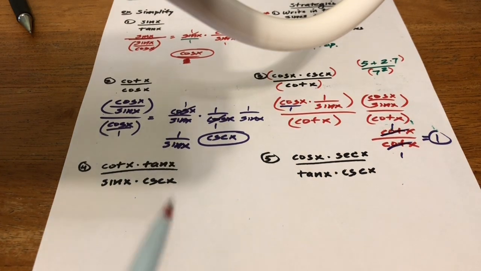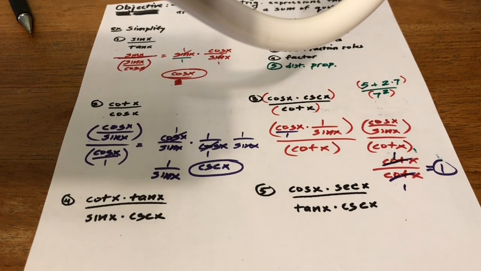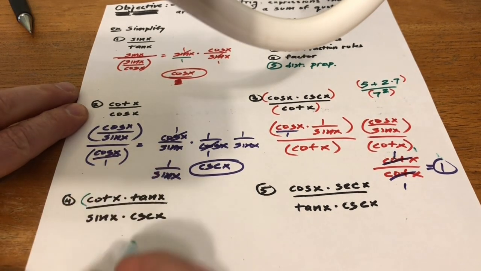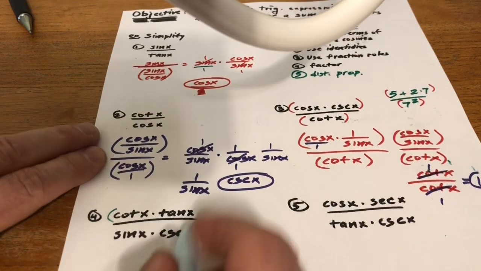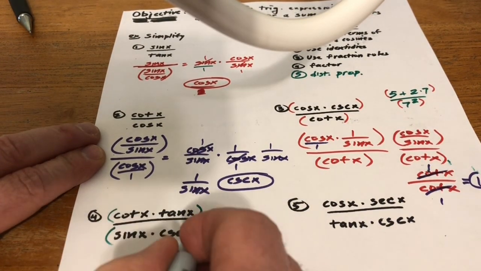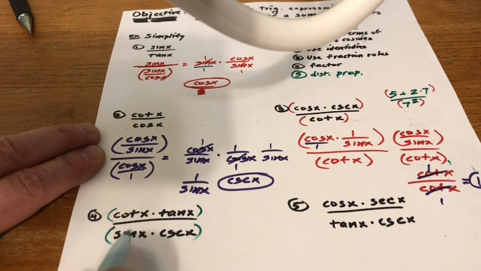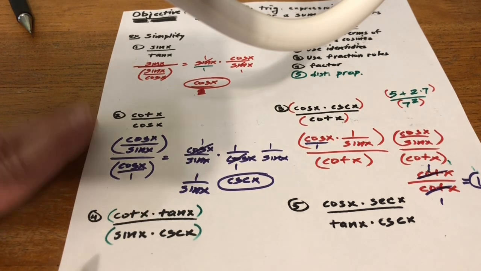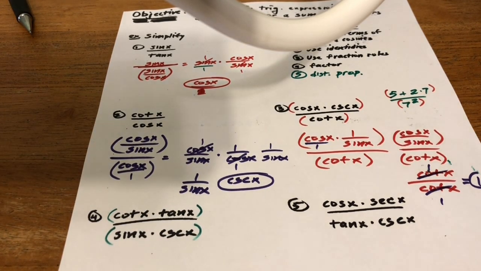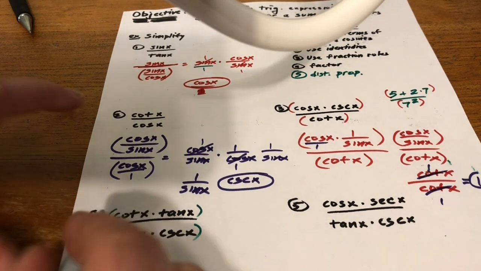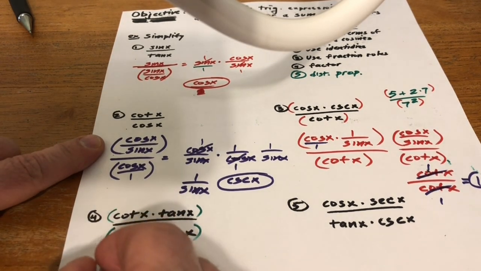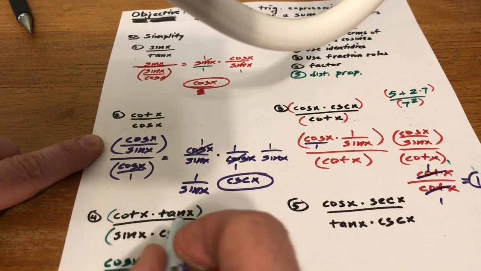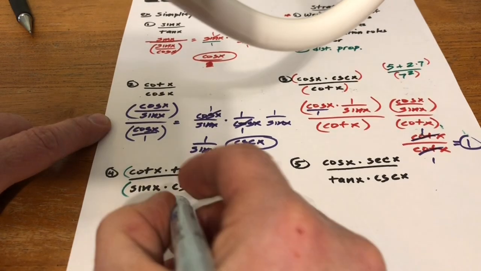Okay, ladies and gentlemen, let's go ahead and try number 4. What I'm going to do is the same thing I did in number 3. I'm going to put parentheses around the entire numerator here and parentheses around the entire denominator. And let's try to clean these up first. On the top, we have cotangent times tangent. I'm going to write everything with sines and cosines, like before. For the cotangent, of course, we get cosine over sine. And for our tangent, we get sine over cosine.